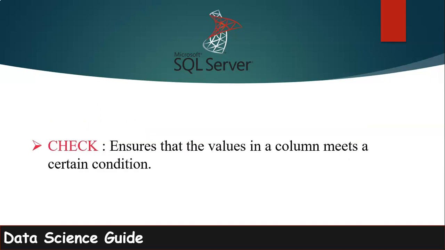We have here another constraint, which is check. Check ensures that the values in a column meet a certain condition. So for example, we can say each value inserted in this column should be greater than 3, or less than 3, or equal, or we can add a formula to meet this condition. So in this case, we can ensure that any value inserted in this column meets our business rules.